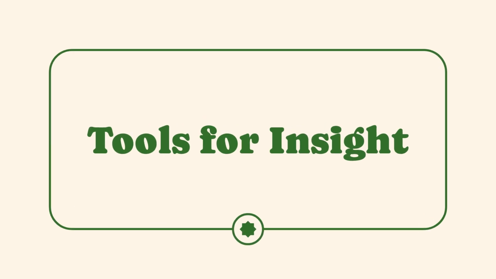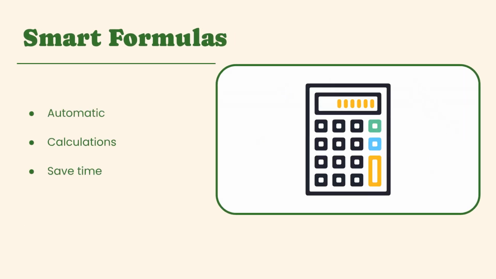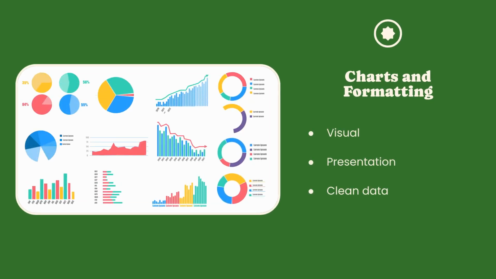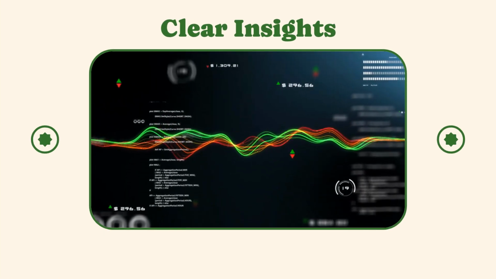Famral Sheets is packed with features to help you transform raw numbers into meaningful insights. Utilize smart formulas and automatic calculations to process your data efficiently and accurately. Create dynamic charts and apply clean formatting to visualize your data effectively. Turn complex numbers into clear, actionable insights that drive better decision-making.